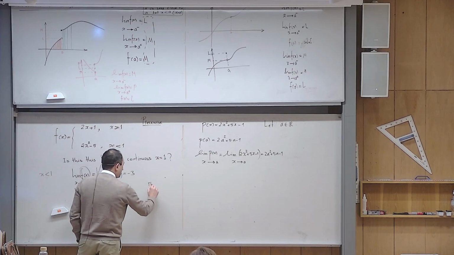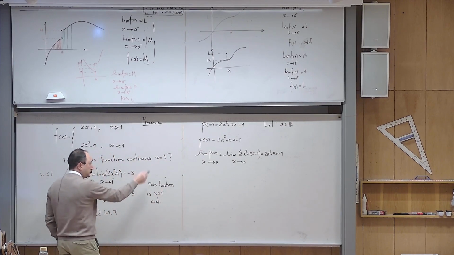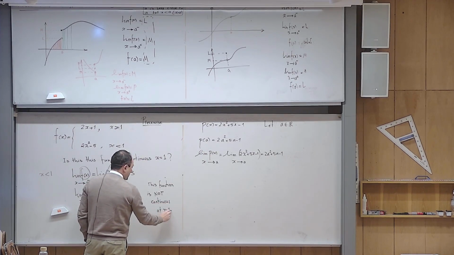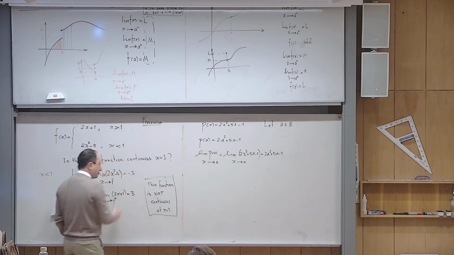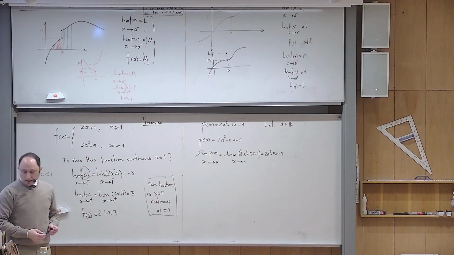So this function is not continuous. It is continuous everywhere, but not at x equals 1. So that is the answer that you have to provide after the calculation. Is that clear? Okay, let me see.